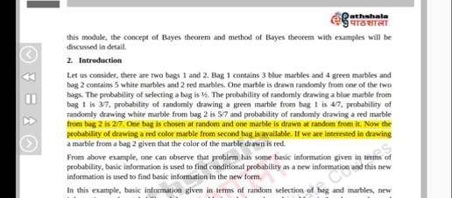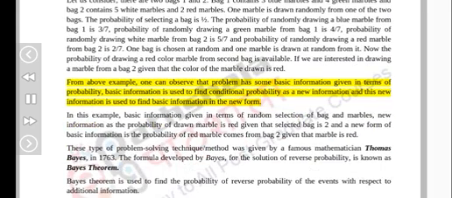Now the probability of drawing a red marble from the second bag is available. If we are interested in drawing a marble from bag 2 given that the color of the marble drawn is red. From the above example, one can observe that the problem has some basic information given in terms of probability. Basic information is used to find conditional probability as new information, and this new information is used to find basic information in a new form.